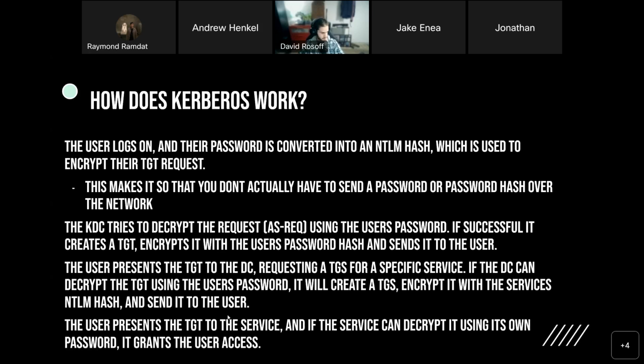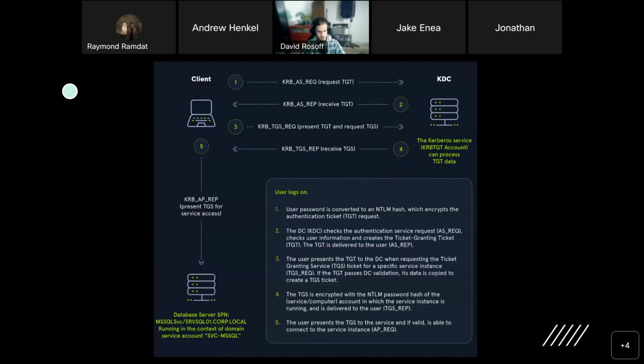And then finally, the user can present the TGS, not the TGT. I made a mistake there. The user will present that TGS to the service. And if the service can decrypt it using its own password hash, it will grant the user access to the service. So that's a little complicated. Are there any questions about that?